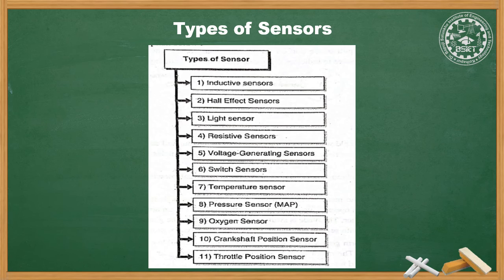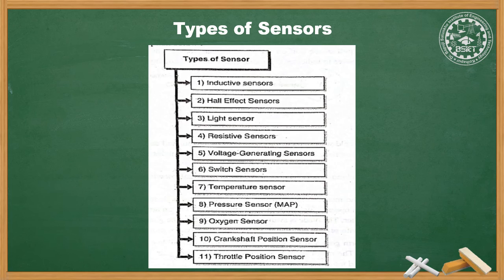Fifth is voltage generating sensors. Voltage generating sensors such as piezoelectrics generate electricity by pressure, with types of crystals like quartz. As the crystal flexes or vibrates, AC voltage is produced. Knock sensors utilize this technology by sending a signal to the automobile onboard computer that engine knock is happening.